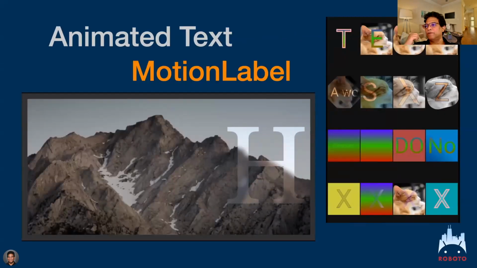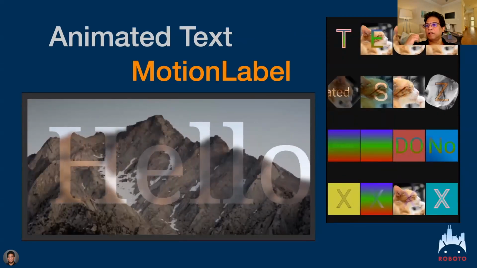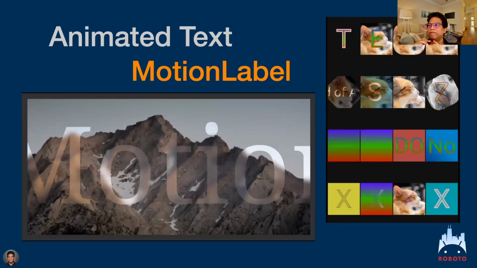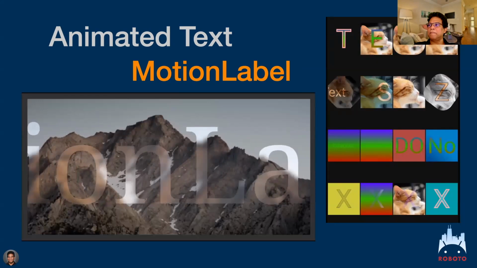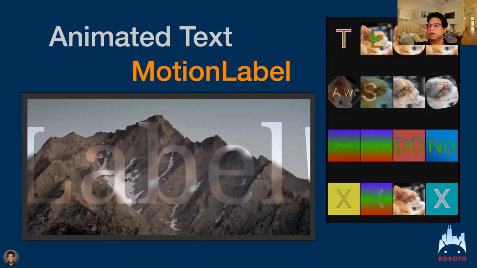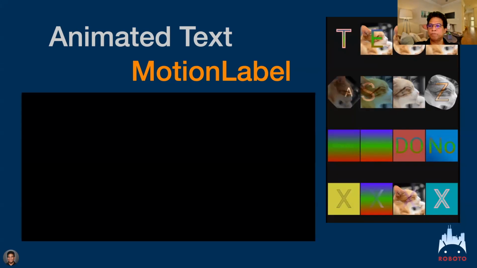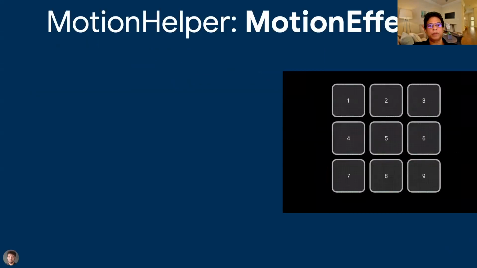Another very useful feature is motion label. That's actually providing you with many different styles of animating text. It's really optimized to be used within MotionLayout.